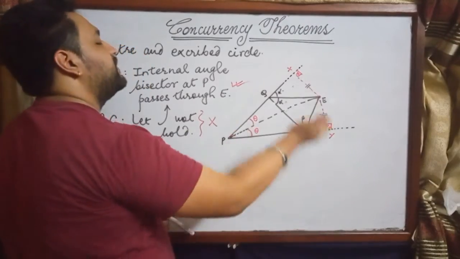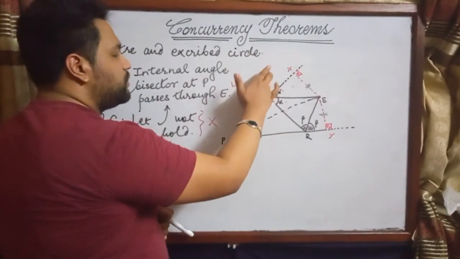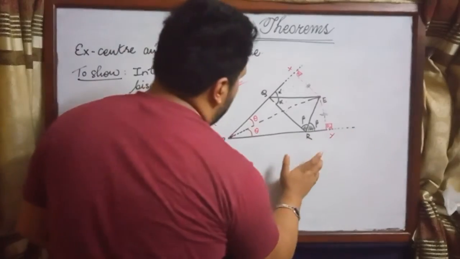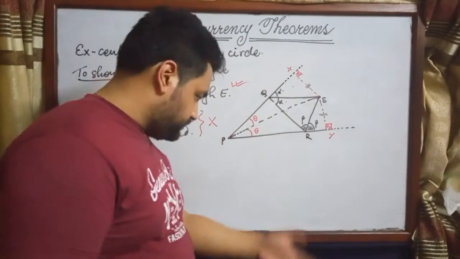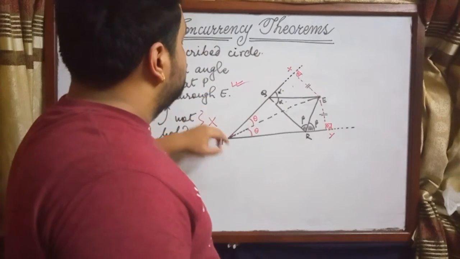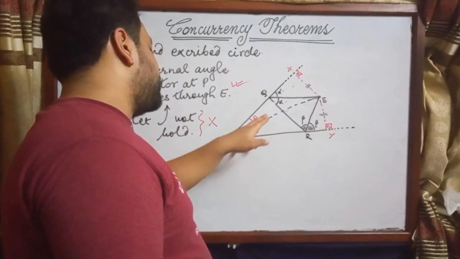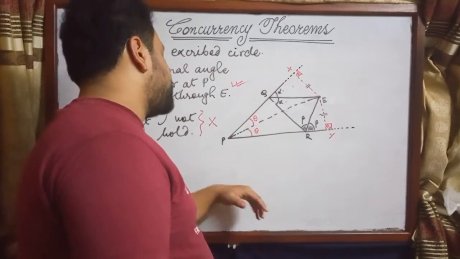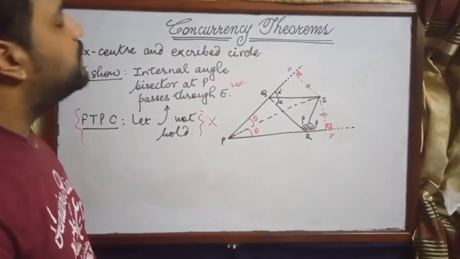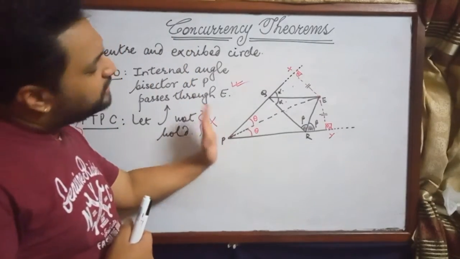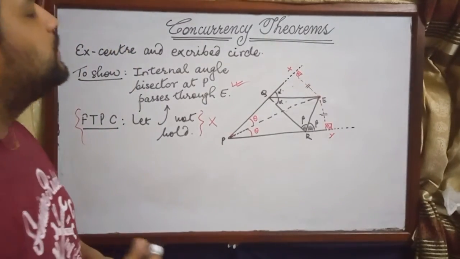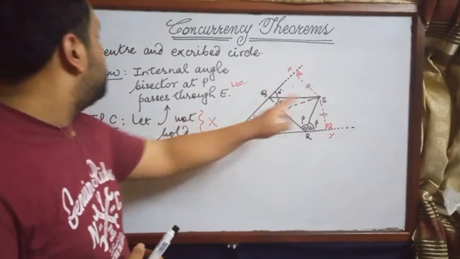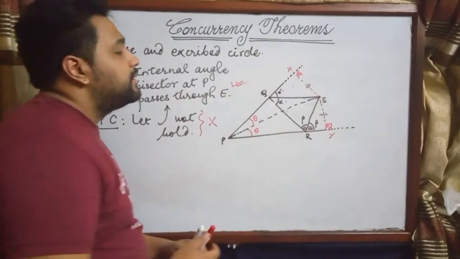Similarly, we can have an excenter with respect to Q and an excenter with respect to R. It does not matter if one of the angles is a right angle or greater than 90 degrees. The same process of proof can be applied to those cases as well. All right, so excenter is done.